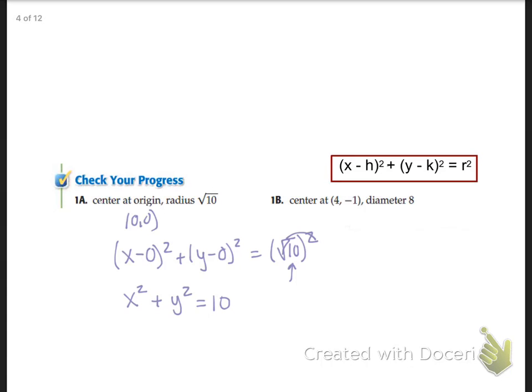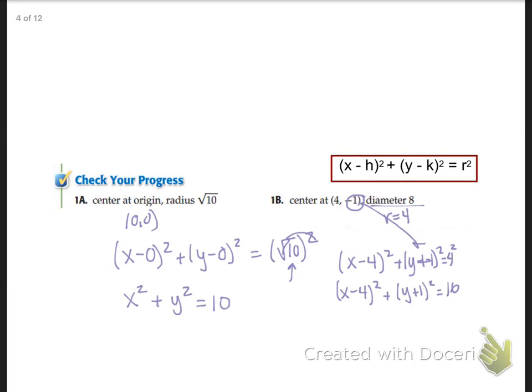Okay, my diameter is 8, so that means my radius is 4. So I'm going to plop them in. x minus 4 squared plus y minus -1 squared is equal to 4 squared. So if I rewrite and simplify, I've got x minus 4 squared plus, two negatives make it a positive, which means that when I plug it in it should be its opposite, so it's a plus, and then 4 squared gets me to 16. So just be careful, if I give you the diameter, you've got to convert it to the radius.